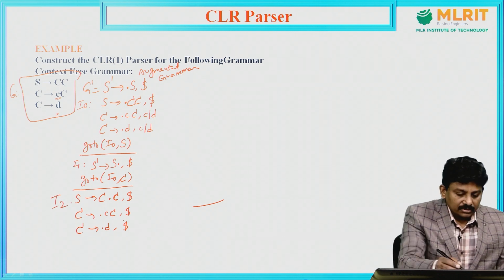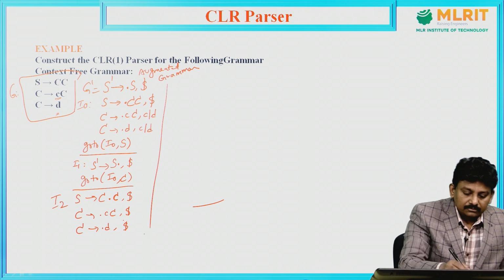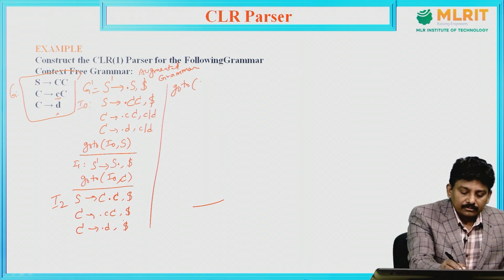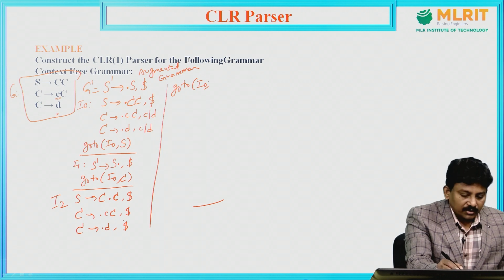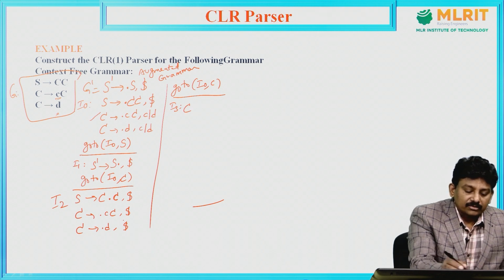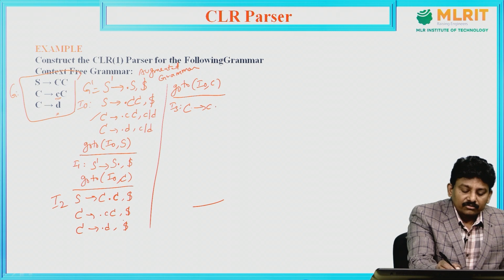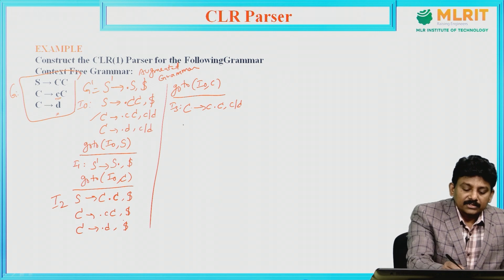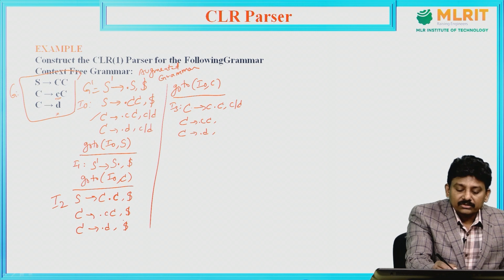Next, goto of I0 comma small c. This gives item number 3. From the rule C derives dot c C, the dot moves one position right: C derives c dot C, with lookahead c or d. C is a non-terminal, so add the C rules: C derives dot c C, C derives dot d. No variable is following this C, so the previous lookaheads are added as they are, c or d.